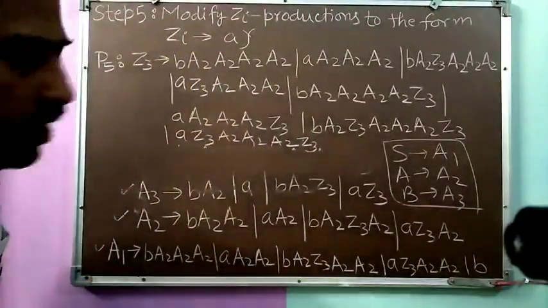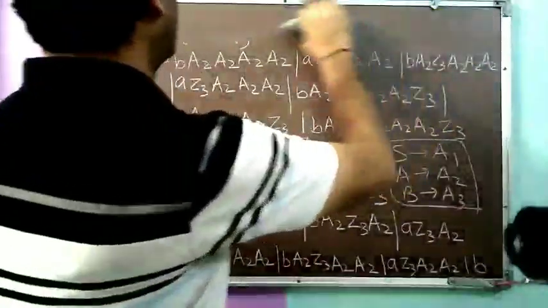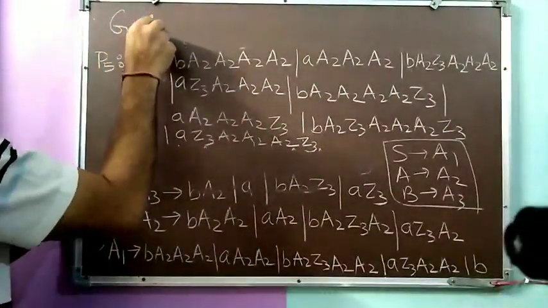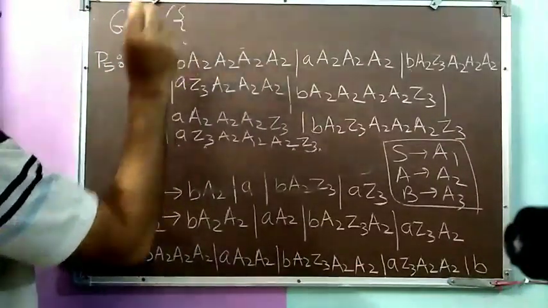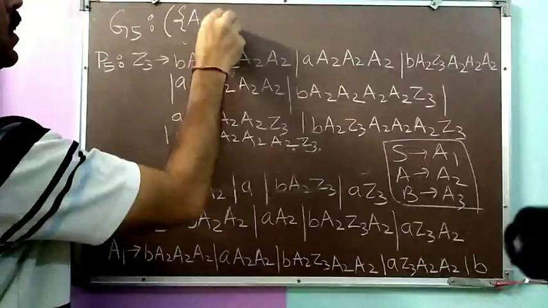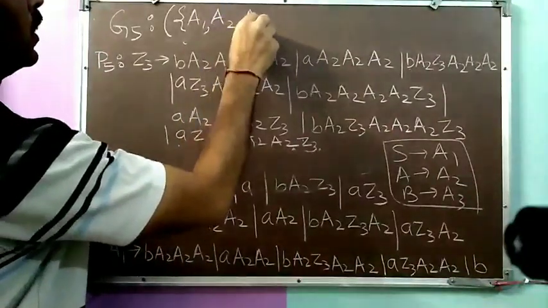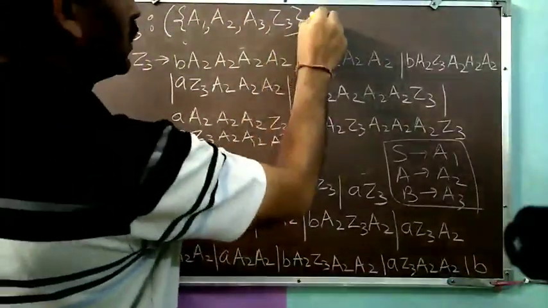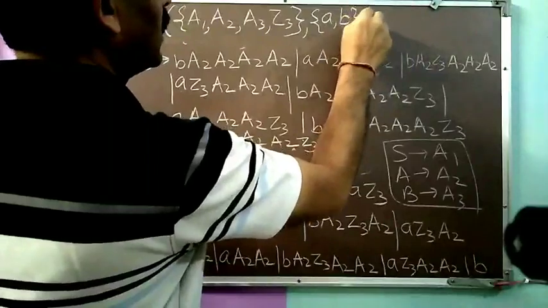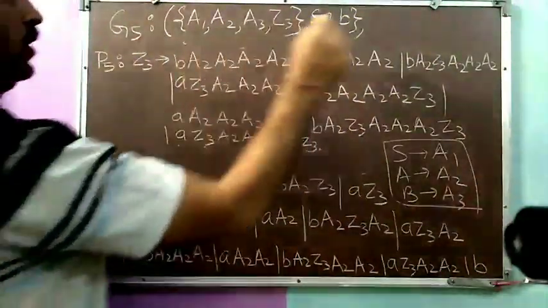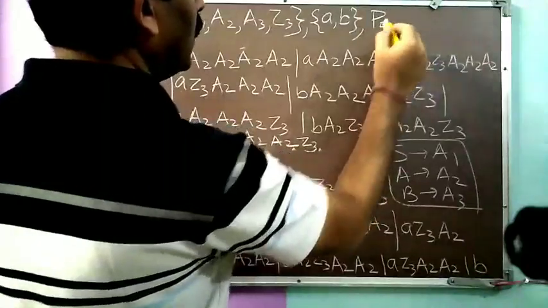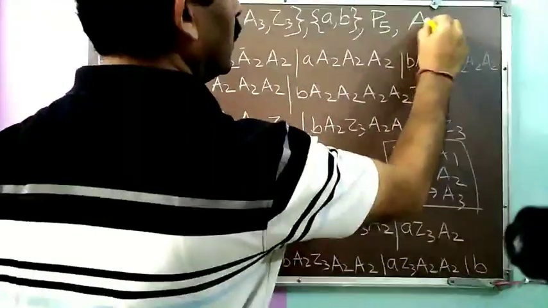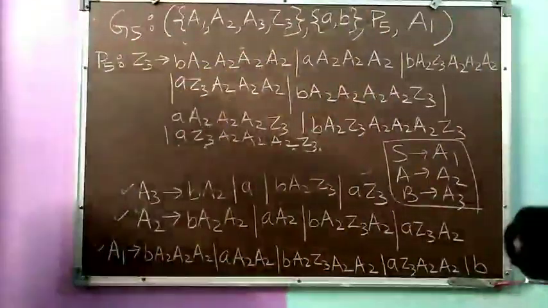So now our grammar G will become G5, which is the final result. The set of variables here is A1, A2, A3, Z3. So these four variables are there. The set of terminals will be a, b, and the set of productions is P5. Our start symbol, as it was, is A1. So in this manner, we can write this grammar.